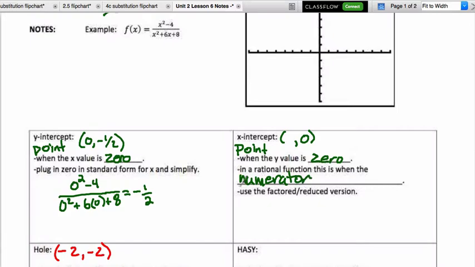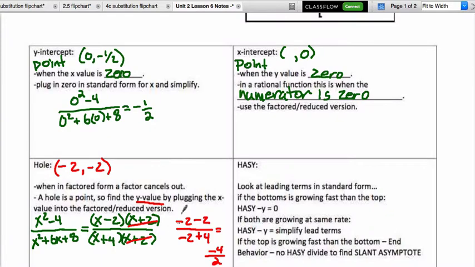This is when the numerator is 0. Okay, so if you look at this, and actually it says use the factored reduced version, that's because we want to already get rid of that hole. There's not going to be an x-intercept where there is a hole, so that's why we're going to use the reduced version. So x minus 2 and x plus 4.